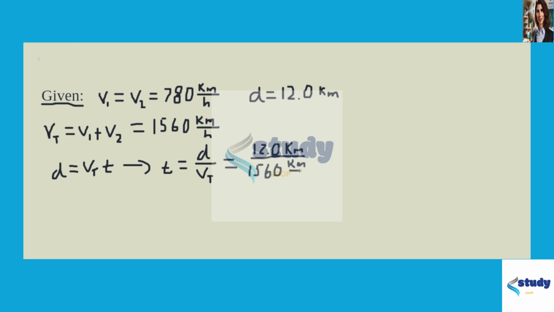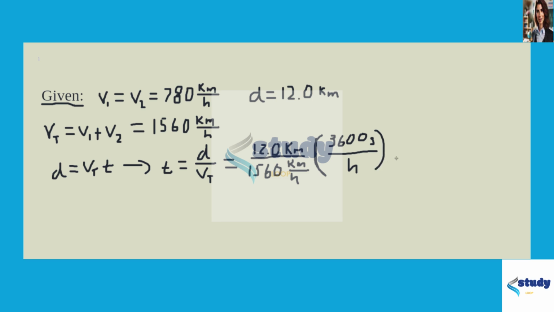And so if we work this out, well, the kilometer units are going to cancel, and you're going to be left with this in units of hours, but it's going to be a fraction of an hour. And since fractions of an hour aren't very intuitive to work with, let's go ahead and convert this hours that we have into seconds. Well, we can do that by realizing there are 3,600 seconds in every hour.